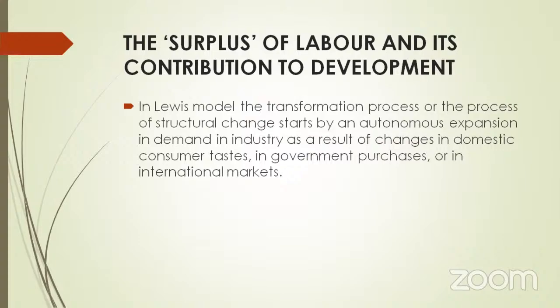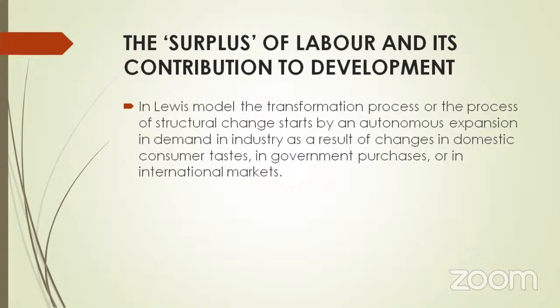In the Lewis model, the transformation process starts when autonomous expansion in demand in industry results from a change in domestic consumers' taste, government purchases, or the international market. So more often than not, the linchpin of this development model was industry. Classical economics talks about the same supply and demand. It was supply and demand in a different way, in the sense that the surplus labor is taken from the agriculture sector and pushed into the industrial sector.